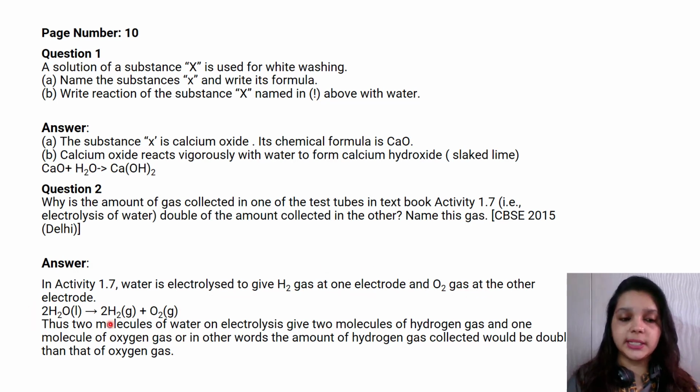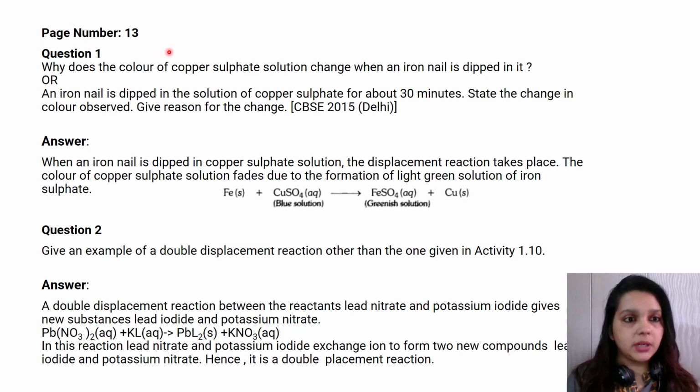So the reaction goes like this. Water is splitting and giving us hydrogen and oxygen. Thus, 2 molecules of water on electrolysis give 2 molecules of hydrogen gas and 1 molecule of oxygen gas. Or in other words, the amount of hydrogen gas collected would be double that of oxygen gas. So 1 molecule of oxygen we get with 2 molecules of hydrogen whenever 2 molecules of water split. Alright. Moving on to page number 13.